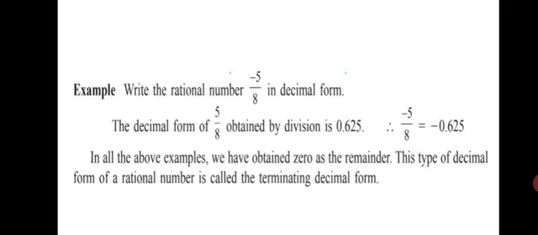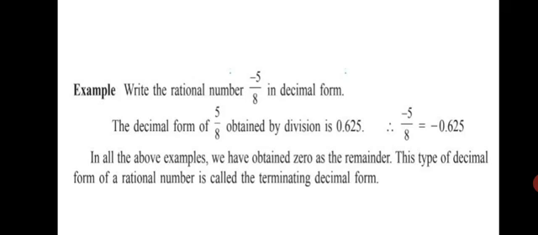Another example. Write the rational number minus 5 upon 8 in decimal form. Now in rational numbers, there are also negative signs involved. The decimal form of 5 upon 8 obtained by division is 0.625. The answer is given here. So if it is minus 5 upon 8, the answer will also be negative. So minus 5 upon 8 is equal to minus 0.625. So you have to keep this in mind. If the fraction is negative, then you have to write the answer also negative.